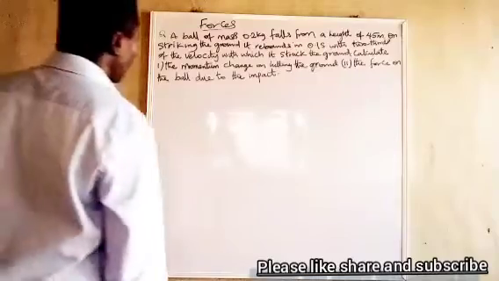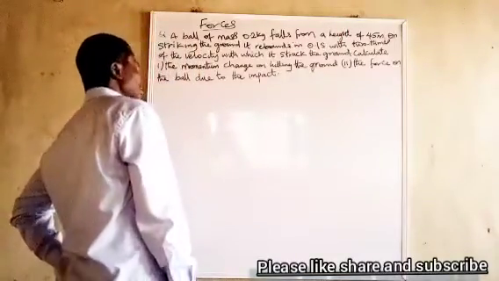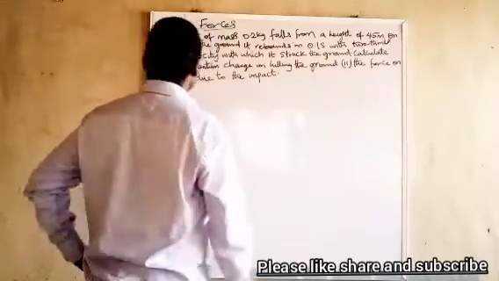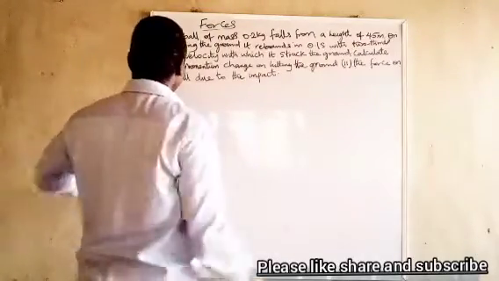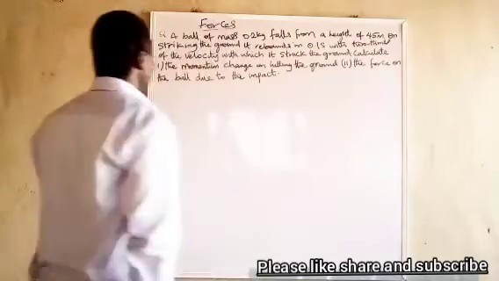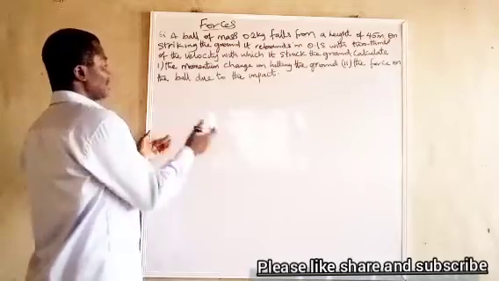A ball of mass 0.2 kg falls from a height of 45 meters. On striking the ground, it rebounds in 0.1 seconds with 2/3 of the velocity with which it struck the ground. Calculate 1, the momentum change on hitting the ground, and 2, the force on the ball due to the impact. So if you look at it, it's talking about impulse and force.